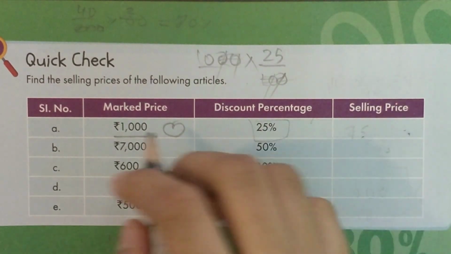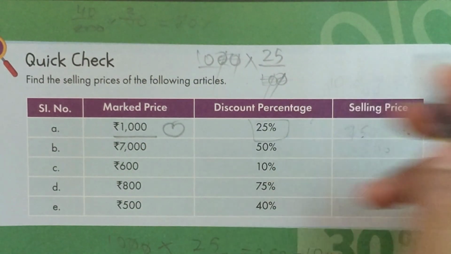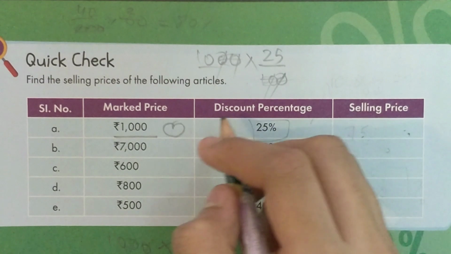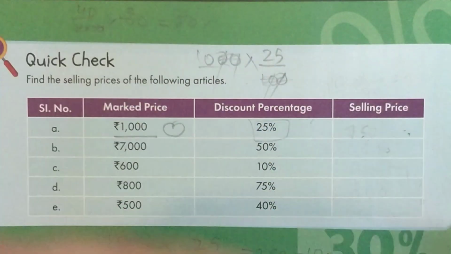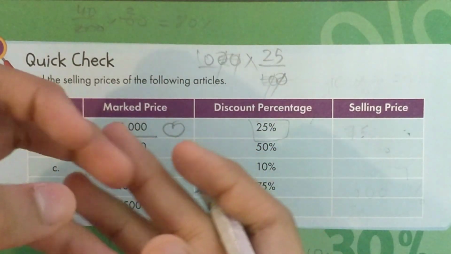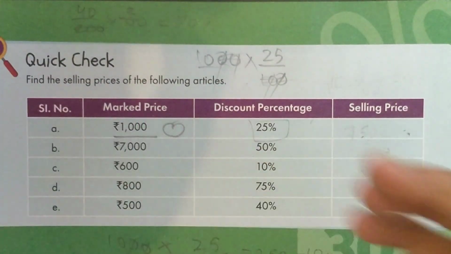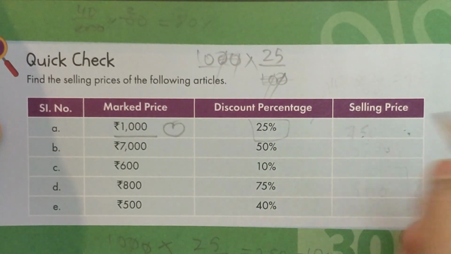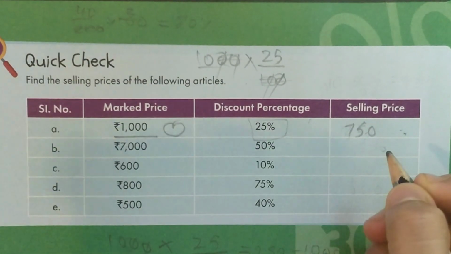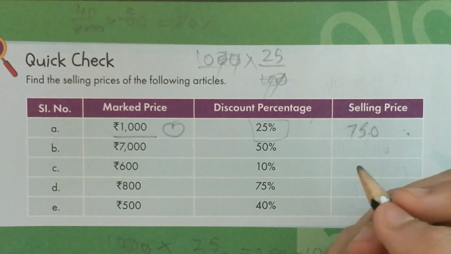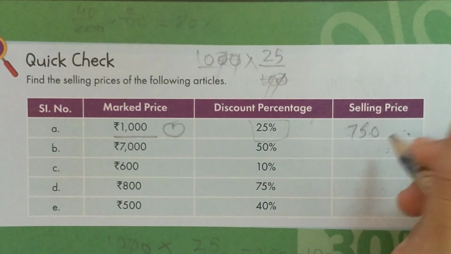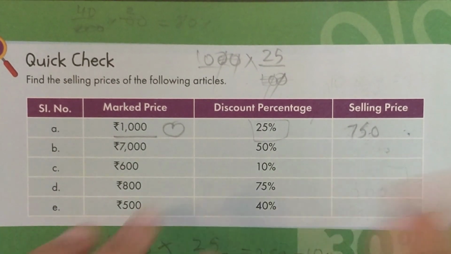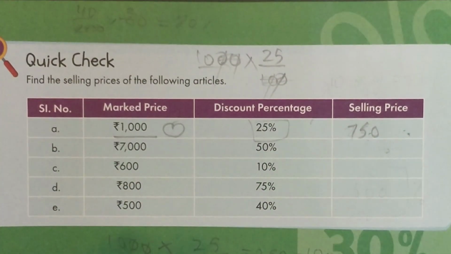So 250 is the discount amount, and we have to subtract it from 1000 to get the price that they're selling for. It's a discount, so we have to subtract it. Hope you guys understand what I'm talking about. It is 750, which is 1000 minus 250. Do the rest of them. I want the answers, you guys. I want to see how you understand what I'm saying, so you can do the rest and tell me.